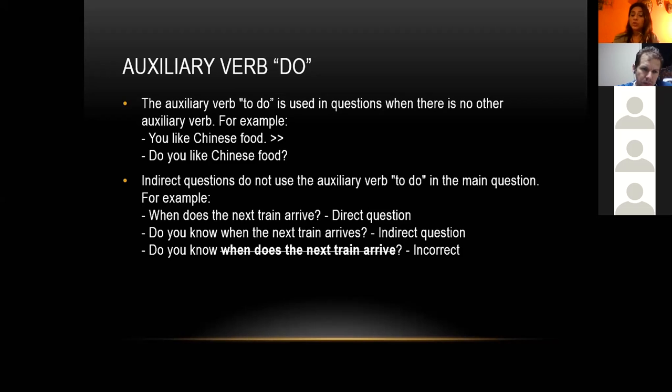When does the next train arrive? That's a direct question. In the indirect question, le ponemos, do you know when, necesitamos la WH question word, is when the next train arrives. Si se fija, el does aquí, the direct question, ya no está aquí en el indirect question. Y como ya no hay el do y el does acá, it disappears. And because it disappears, the verb takes the S.